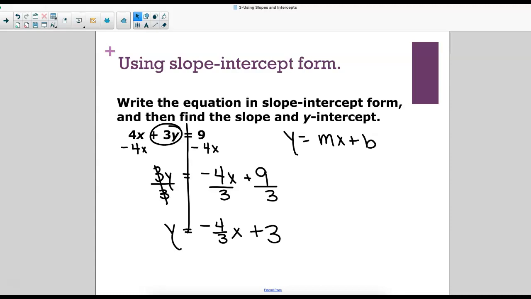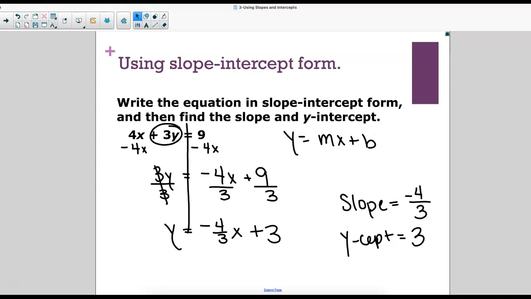Now it's in this form. y equals mx plus b. What's the slope? Negative 4/3. What's the y-intercept? B is your y-intercept. 3. So you have the slope and you have the y-intercept. Question so far? How would you graph that? So we would start at 3 and we would go down 4, right 3. Rise over run, right? This is your slope. Or up 4, left 3.